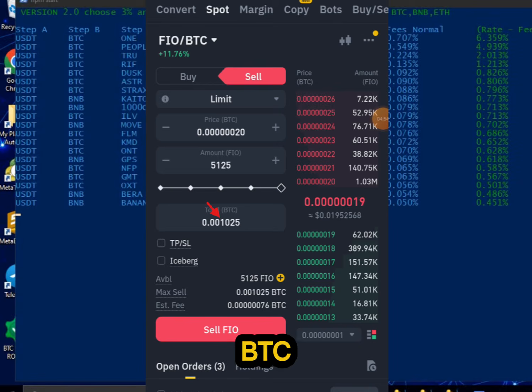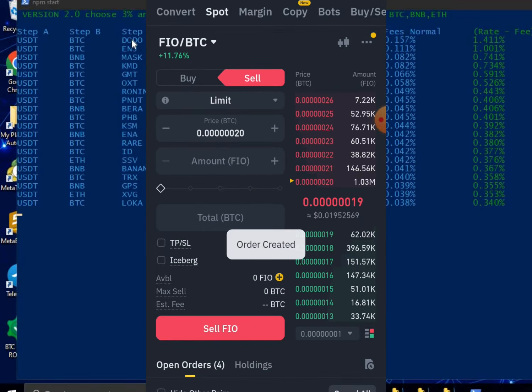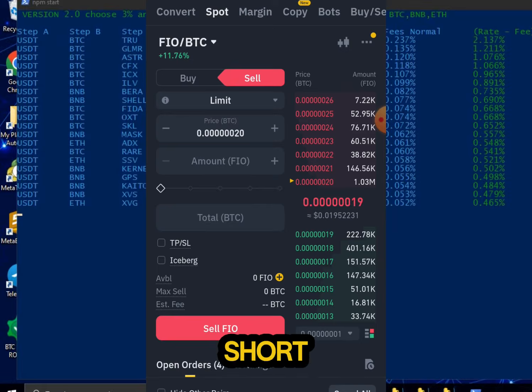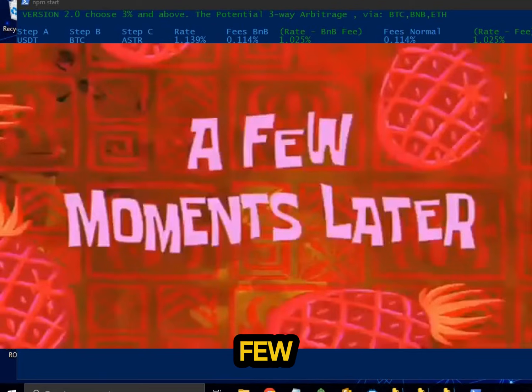Now note the value of BTC we'll be receiving when our order gets filled. That's 0.001025. Now I hit sell. All right, that's my order in the first position there. So now let's wait for a short while to have our order get filled. A few moments later.